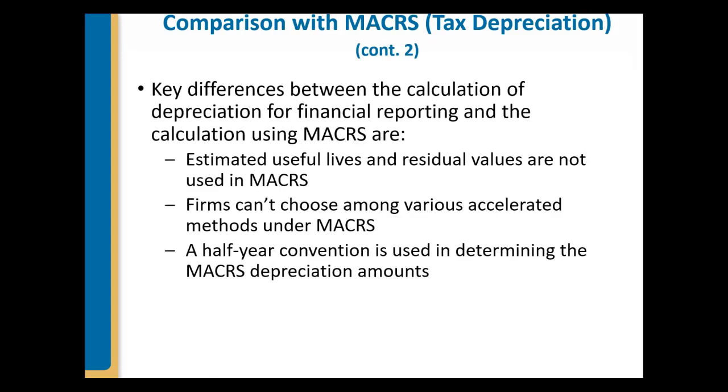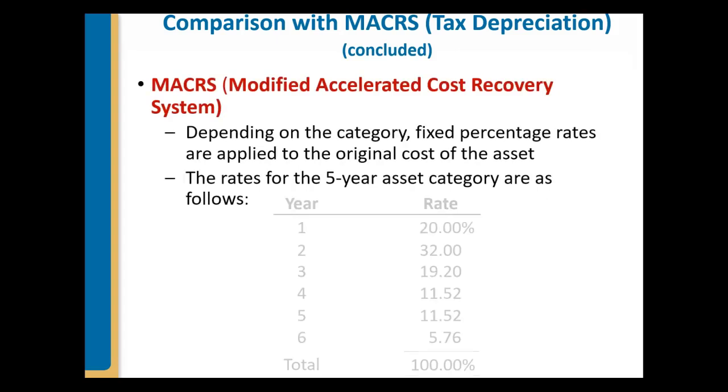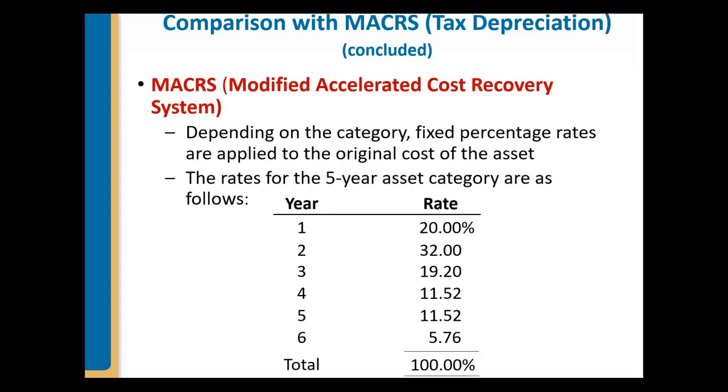Key differences between the calculation of depreciation for financial reporting and the calculation using MACRS are related to the estimated useful lives and residual values, which are not used in MACRS. Firms can't choose among various accelerated methods under MACRS, and a half-year convention is used in determining the MACRS depreciation amounts. Depending on the category, fixed percentage rates are applied to the original cost of the asset. The rates for the 5-year asset category are shown here.